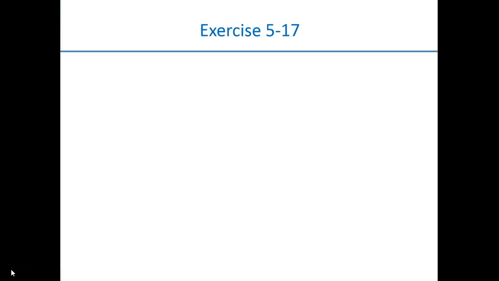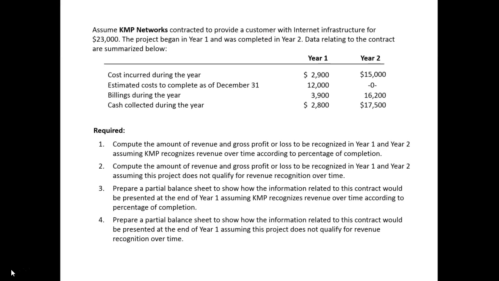Let's take a look at exercise 517. Assume KMP Networks contracted to provide a customer with internet infrastructure for $23,000. The project began in year 1 and it was completed in year 2. Data related to the contracts are summarized below.